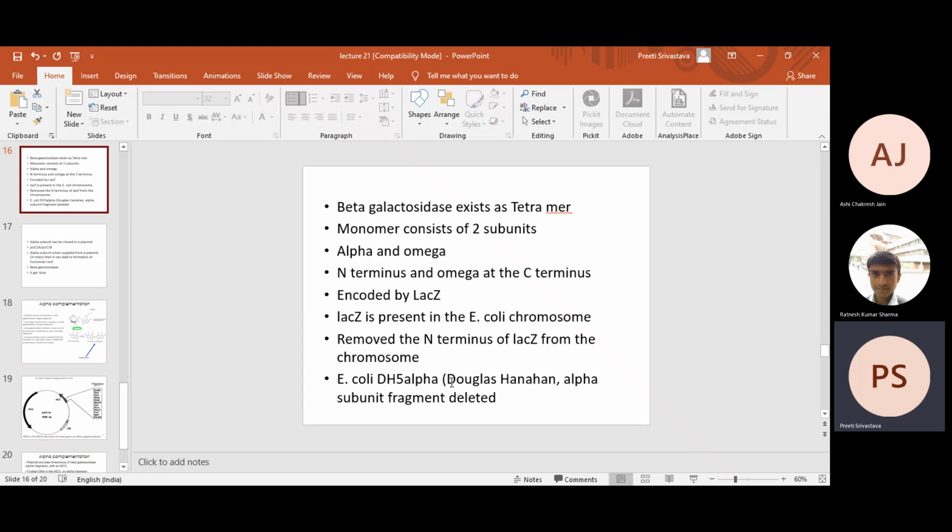Ma'am, that is clear. But in this case also, lacZ is in E. coli. So, okay, in this case, it is in the chromosome, not in the plasmid. Right. What is in the chromosome? lacZ. Which part of lacZ? The complete lacZ? I think N terminus and C terminus.